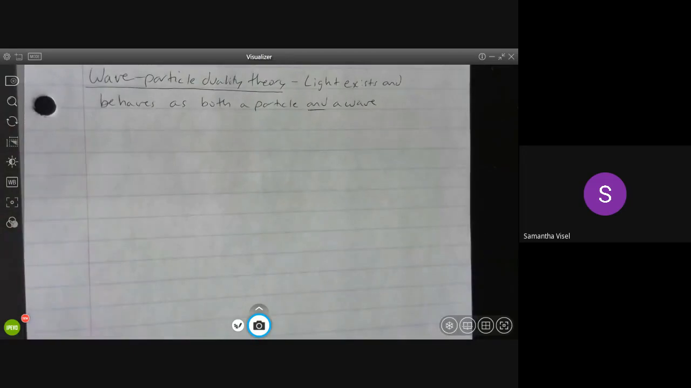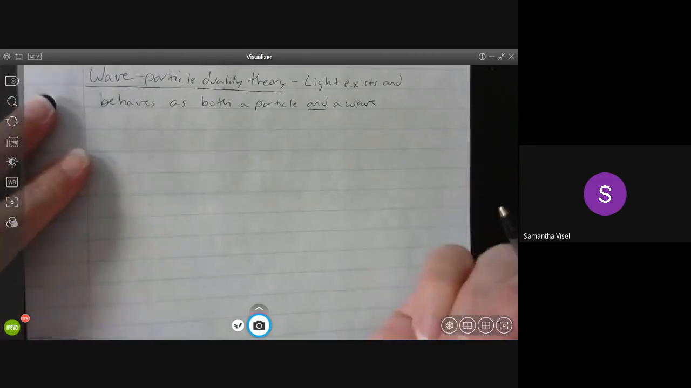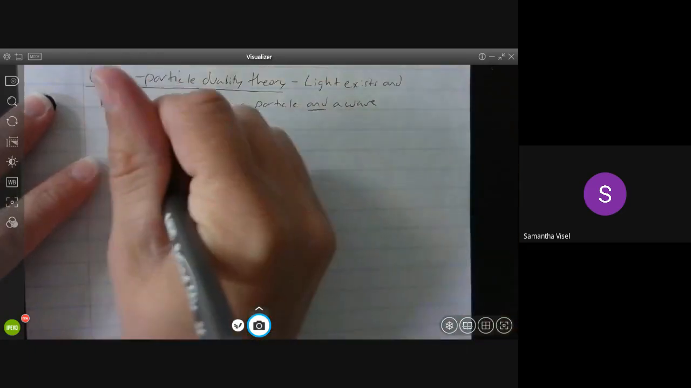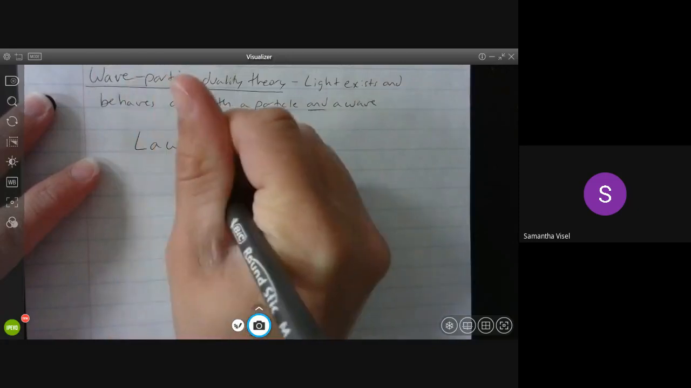So because it acts like both a particle and a wave, there's tons of different phenomena that happen every day because of visible light. We're just going to focus on one over these next few days. We'll look at others, of course, later on in the upcoming weeks. And so this is going to be the section of our notes where we're going to start looking at the law of reflection.